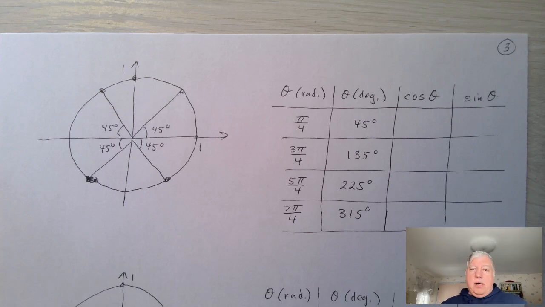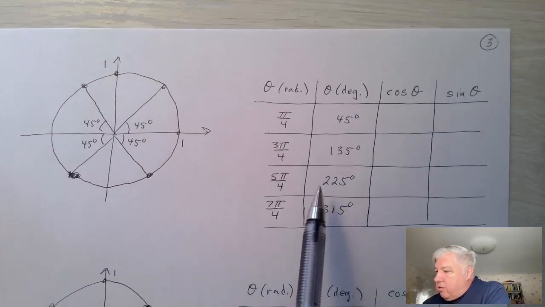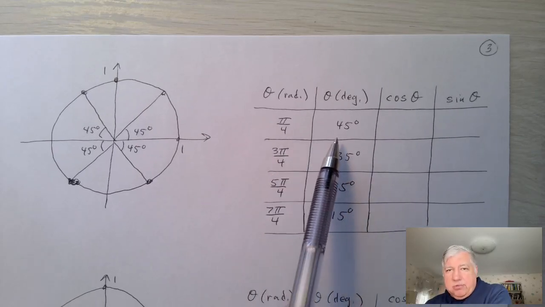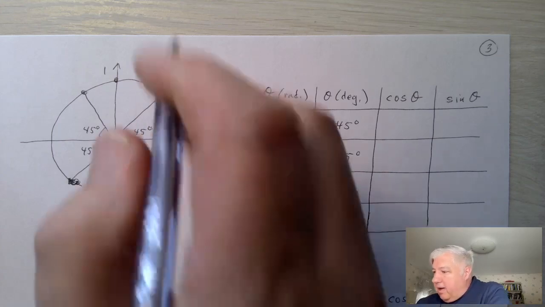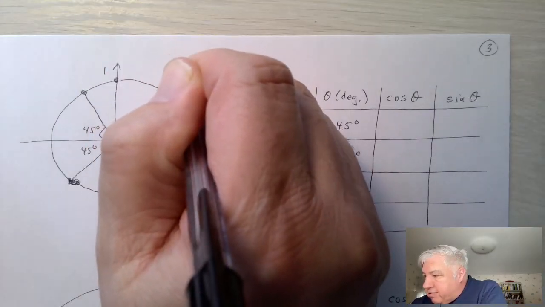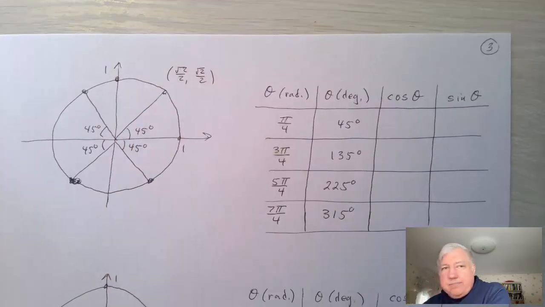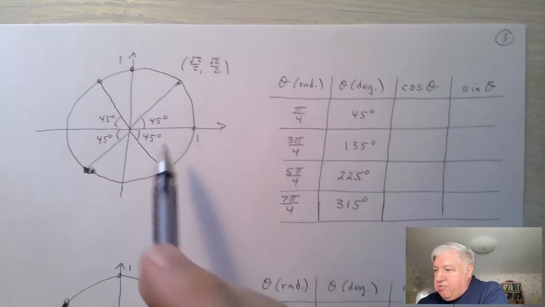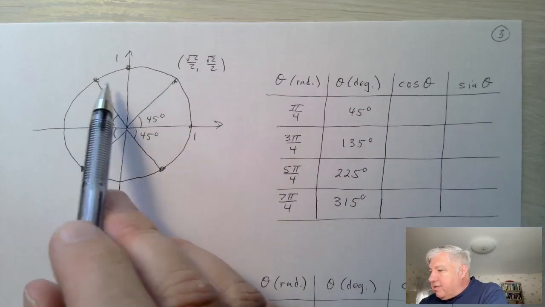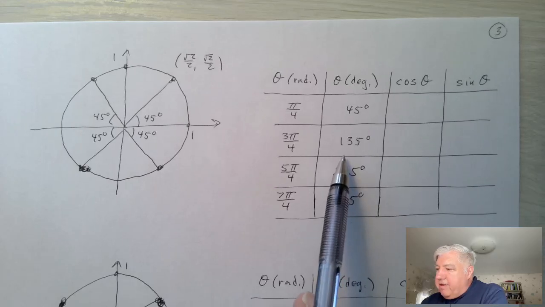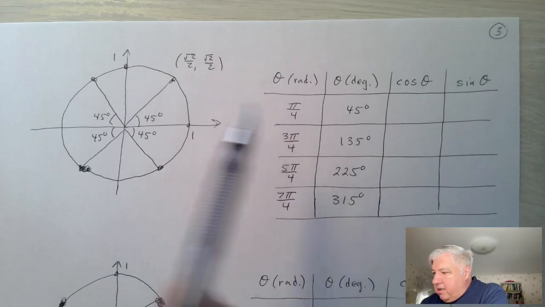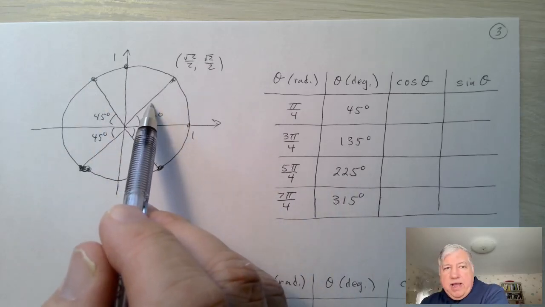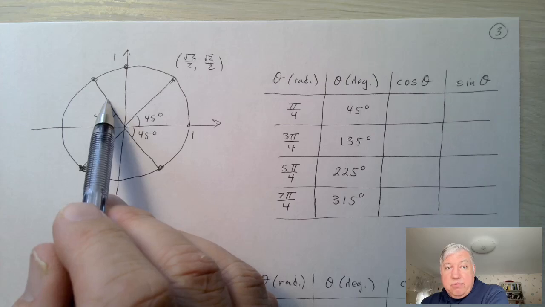Okay, so last time we found that the sine and cosine of 45 degrees, or pi over 4, were both equal to square root 2 over 2. Now, by just using symmetry, if you wanted to find the trig values for 135 degrees, it corresponds to this point, because from here to here is 45, add 45, you get 90, add 45, you get 135.